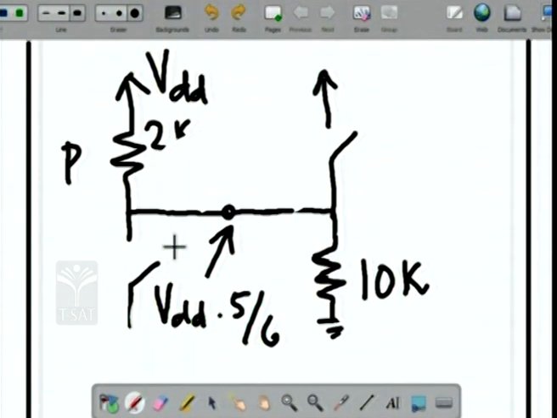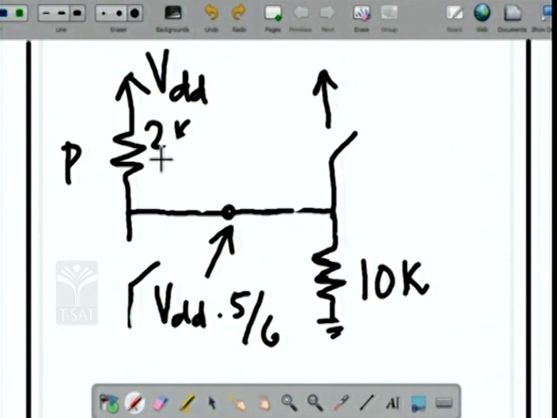In CMOS circuits, I may add, 70% and above of VDD is considered as logic 1, and 30% of VDD and below is considered as logic 0. Therefore, if you have a strong driver, the strong driver will win against the weak driver.